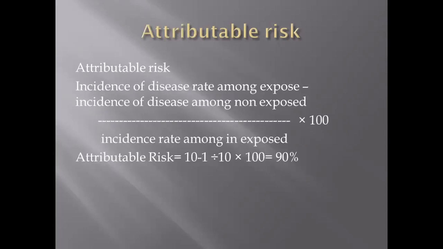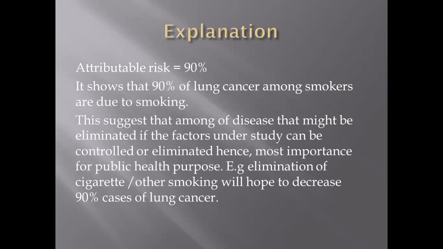And this is the attributable risk formula: the incidence of disease among the exposed minus the incidence of disease among the non-exposed, divided by the incidence rate in the exposed, multiplied by 100. So here the incidence in the exposed was 10, and the incidence in the non-exposed was 1. So that is equal to 9 divided by 10, the incidence among the exposed group, and we multiply it by 100, so that will be equal to 90% attributable risk. So it shows that 90% of the lung cancer among smokers is due to smoking.